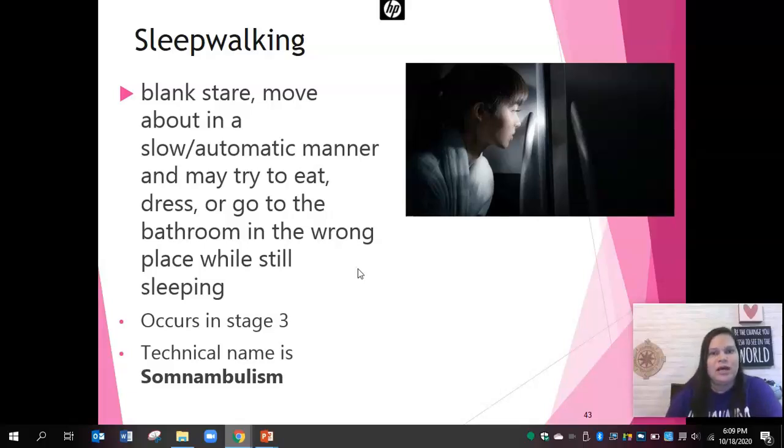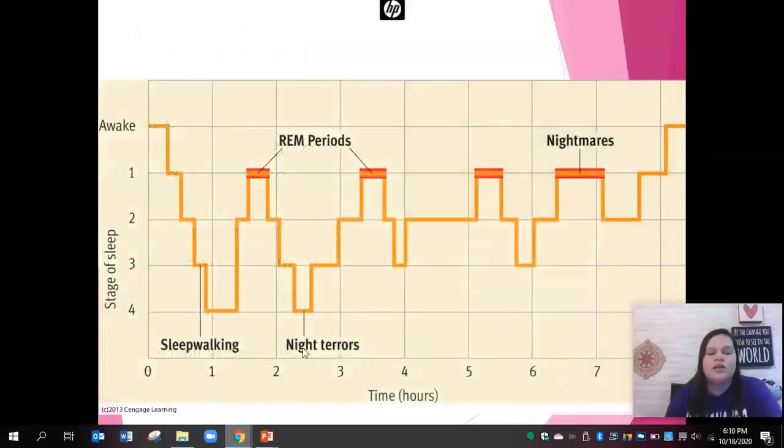It's actually not dangerous. There's a myth that they'll die if you wake them up, and that's not true. In fact, you often do want to help them get back to bed so they don't walk around and hurt themselves. So sleepwalking and night terrors, both of those are happening later in the night, stage 3, stage 4.